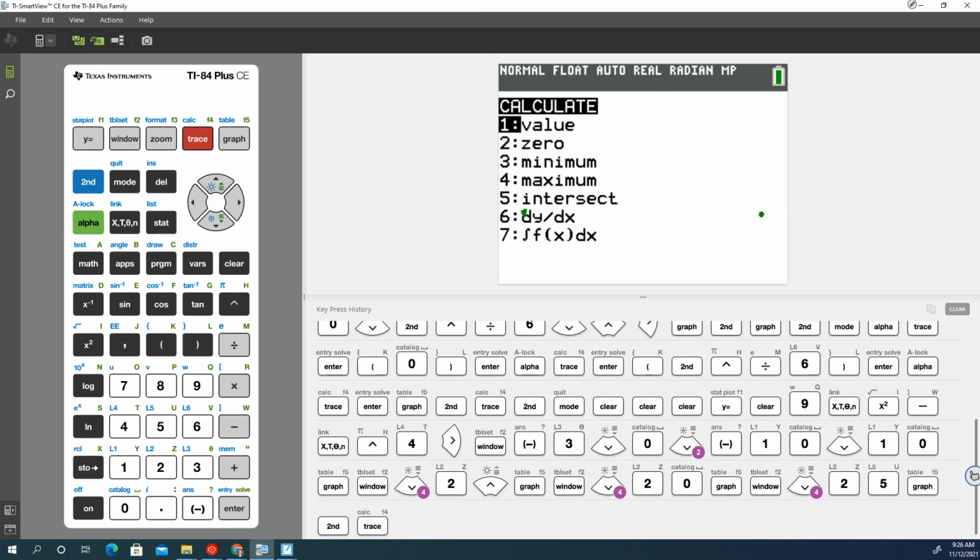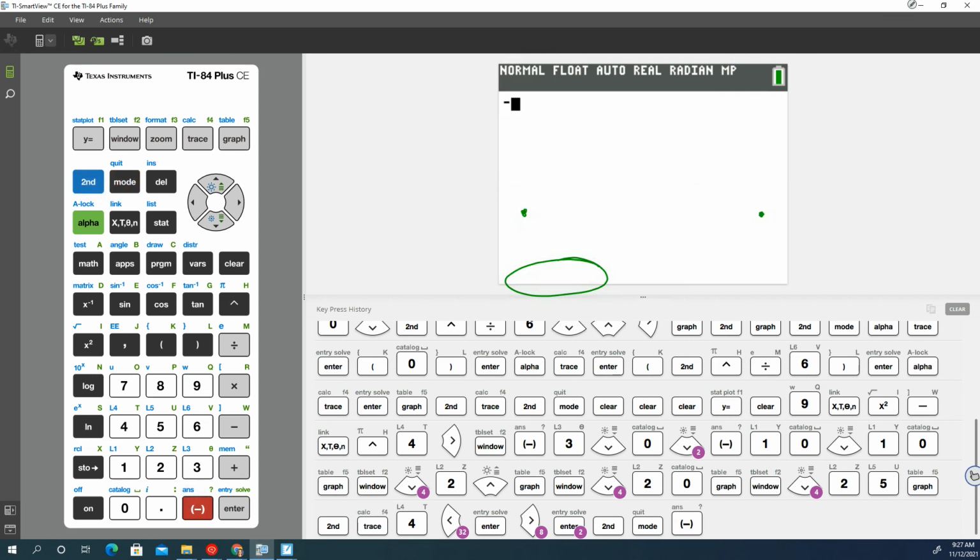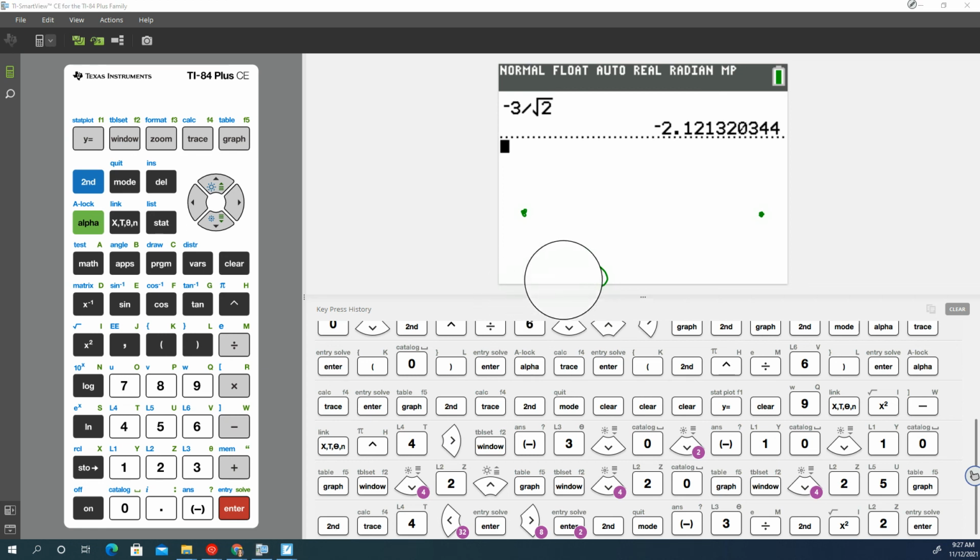So we could use our grapher to determine if we got the right x value here. So we could go second calc, see if that maximum there, left bound, right bound, guess. -2.121, okay, remember that number. And then to get the decimal answer of -3 divided by root 2, you can see we got that same number. So we found the right one.